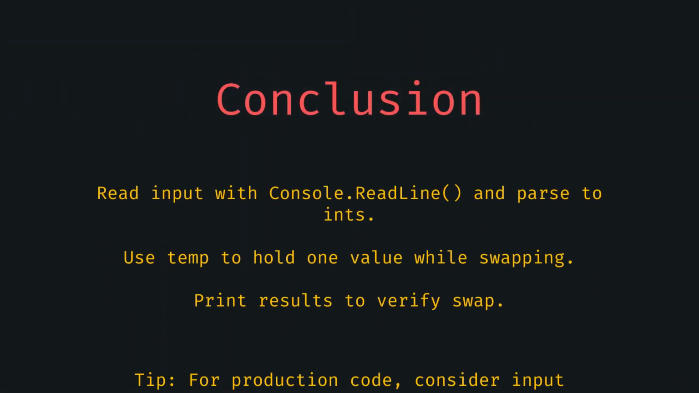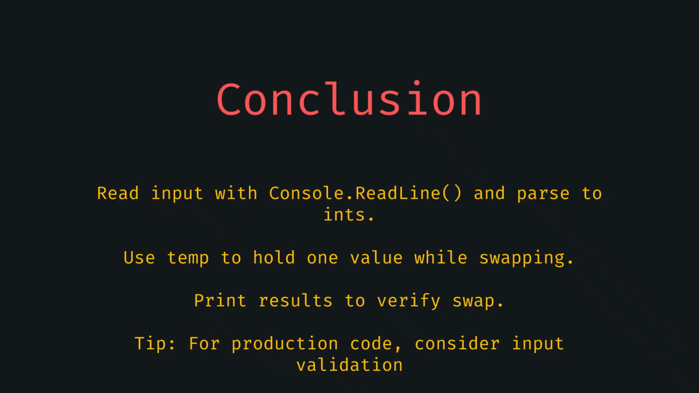To wrap up, swapping with a temporary variable is simple and reliable to reason about. It is great for learning how data moves through a program. When you move to production code, add input validation using int.TryParse to avoid exceptions. And remember, modern C Sharp supports tuple assignments for concise swaps. Keep practicing swapping in smaller exercises. It will help you tackle sorting and in-place algorithms. Great work!